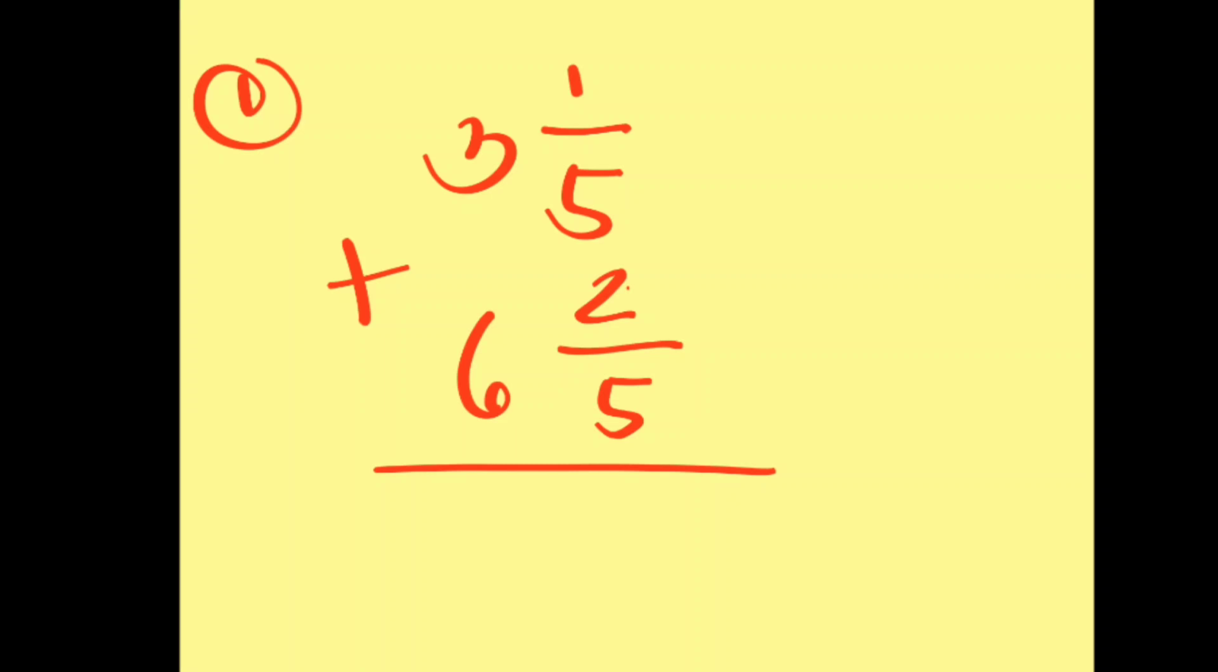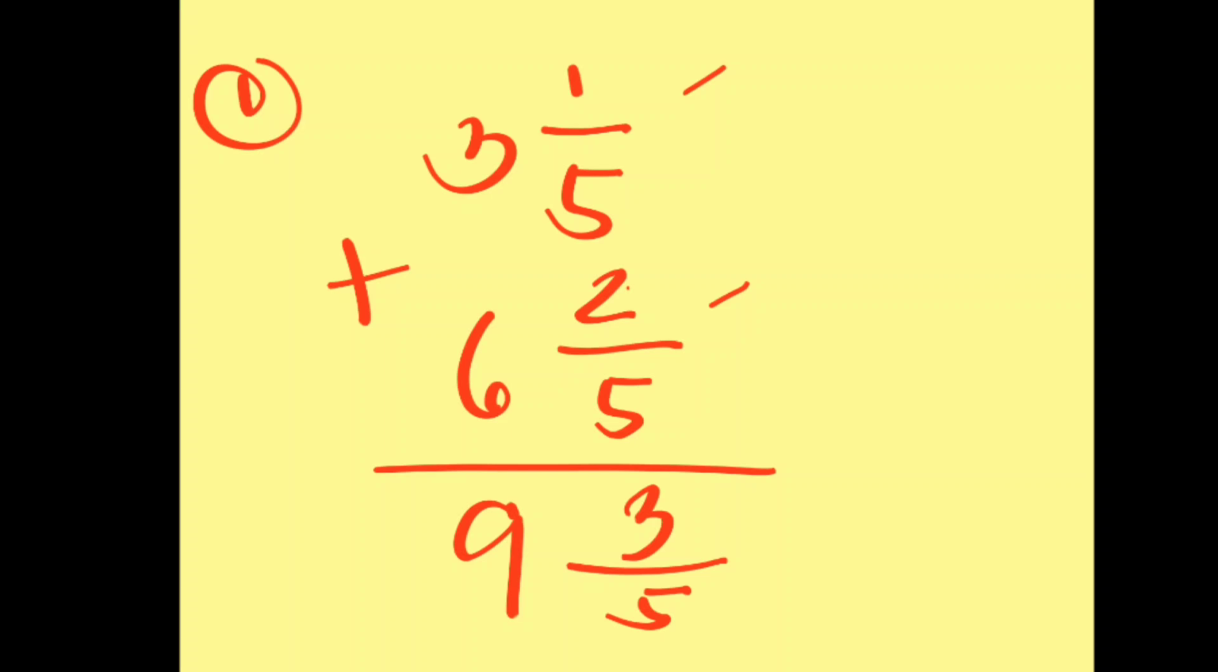So let's try to add this one already. We have 1/5 plus 2/5. We just have to add the numerators, which are 1 and 2. Adding them together, we have 3 over 5. That's over 5 because we just have to copy the denominator. Now let's add the whole numbers, which is 3 plus 6. The answer is 9. So our final answer for this problem is 9 and 3/5.